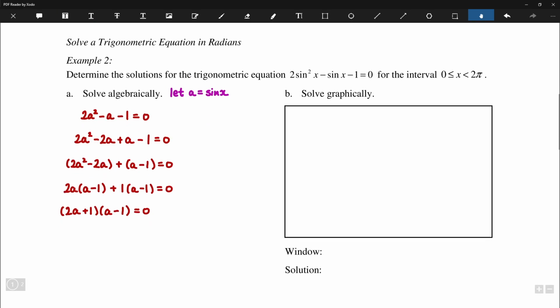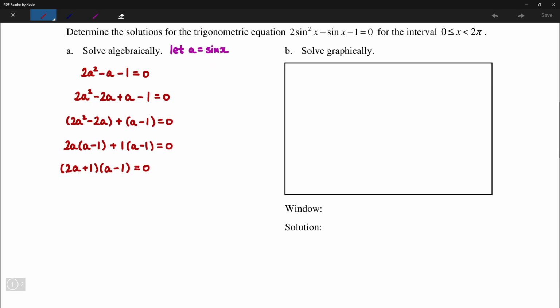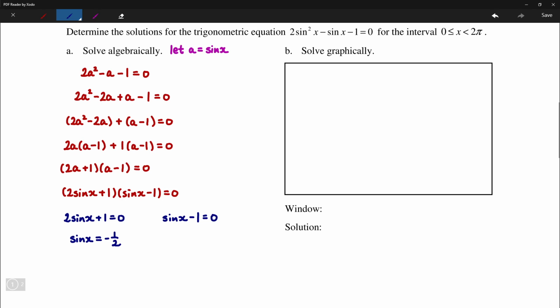So what we can now do is substitute sine x back into the equation. So we have 2 sine x plus 1, and then sine x minus 1, is equal to 0. Again, we're down to two possibilities. Either 2 sine x plus 1 is equal to 0, or sine x minus 1 is equal to 0. So the first case will give us sine x is equal to -1/2, and the second case will give us sine x is equal to 1.